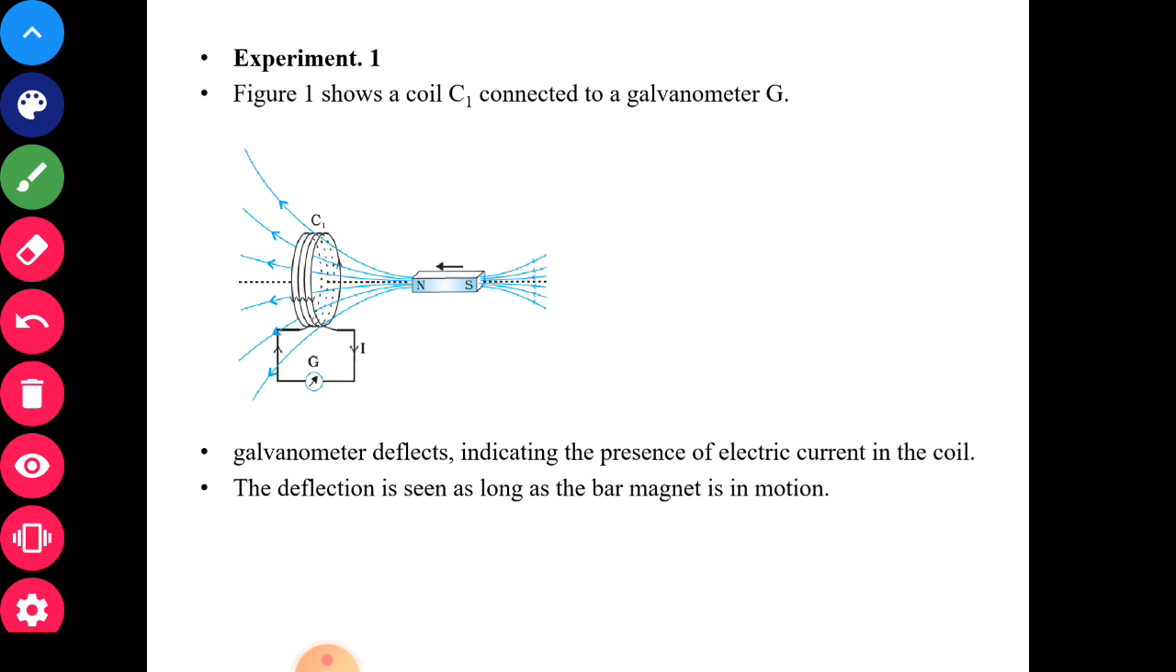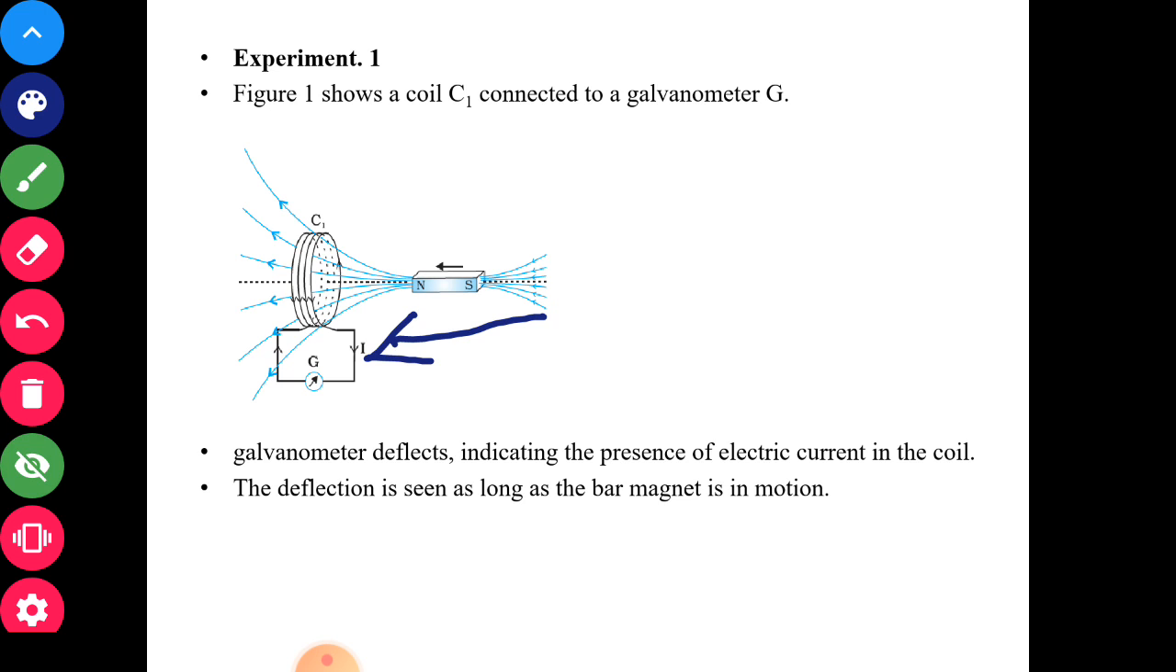Now deflection of galvanometer, what does it show? It shows the presence of electric current in the coil. So the deflection of the galvanometer shows the presence of the electric current which is passing through the coil. Now the bar magnet is taken towards the coil. It has some speed and it is moving towards the coil. The deflection is seen as long as the bar magnet is in motion.